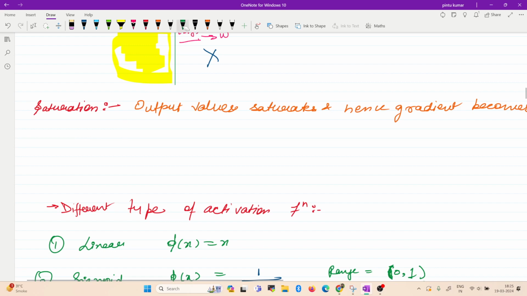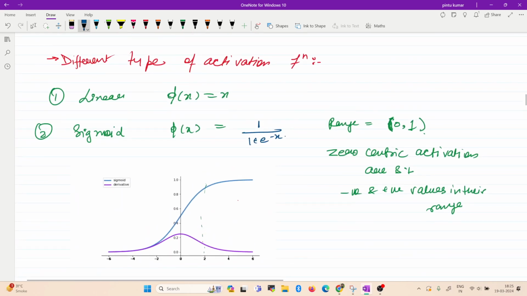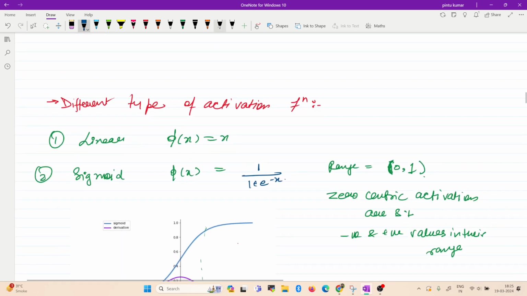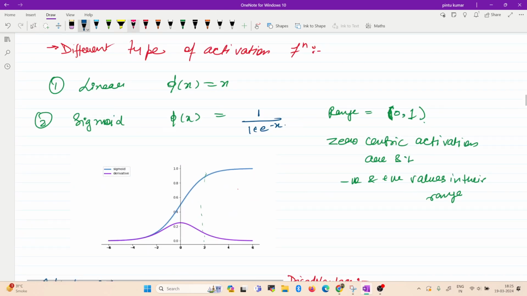Now we can begin with different types of activation functions, their advantages and disadvantages. I'll take some color that is not used here, probably orange. So what is the simplest activation function that you can think of? The simplest activation function is your linear activation function. Your linear activation function would look something like this.